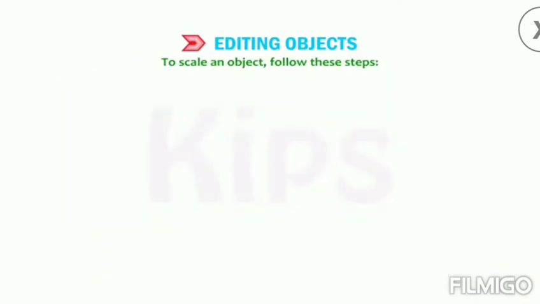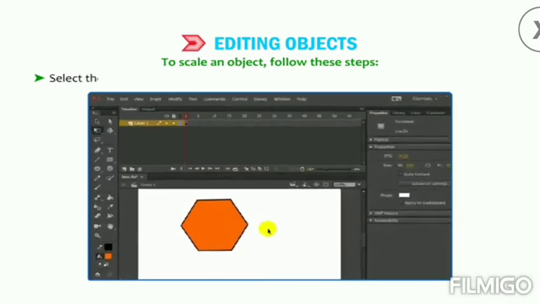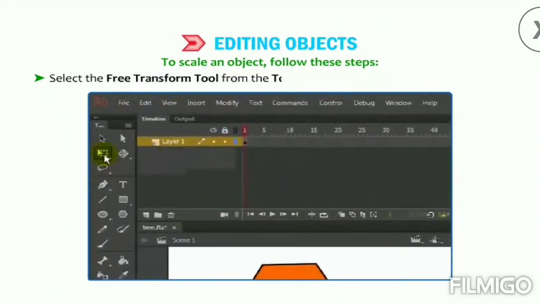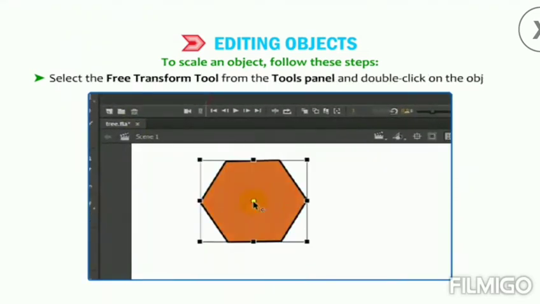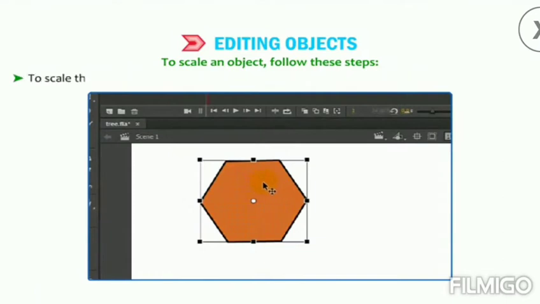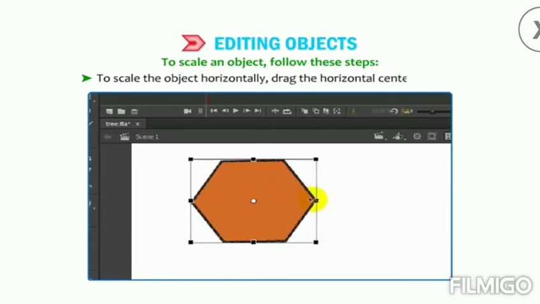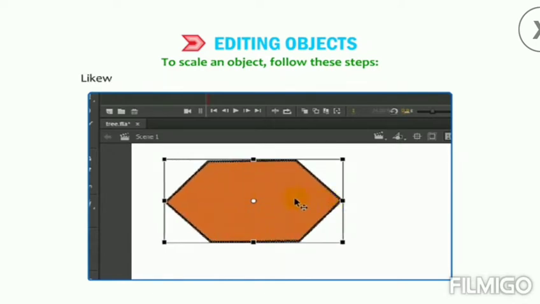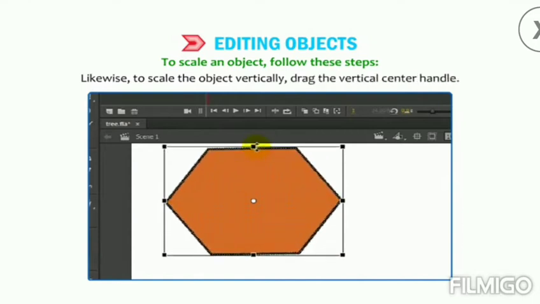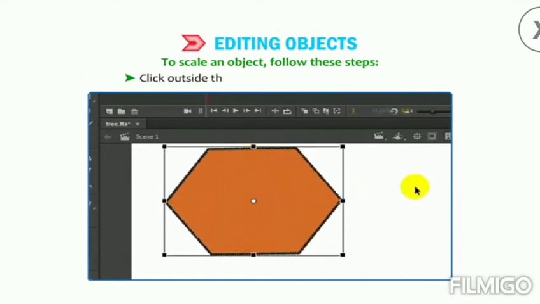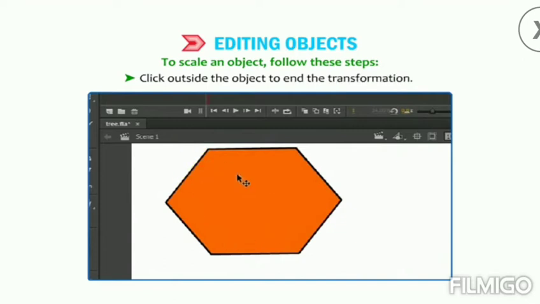To scale an object, follow these steps. Select the free transform tool from the tools panel and double-click on the object. To scale the object in both the horizontal and vertical direction, drag one of its corner handles. To scale the object horizontally, drag the horizontal center handle. Likewise, to scale the object vertically, drag the vertical center handle. Click outside the object to end the transformation.